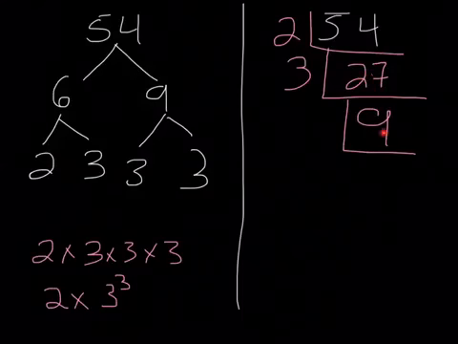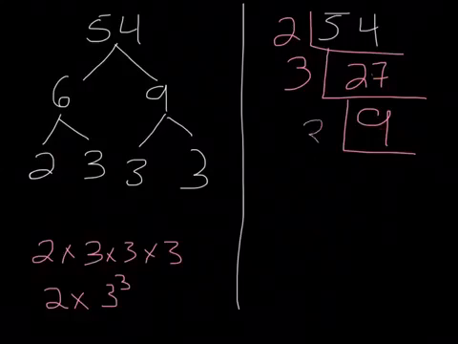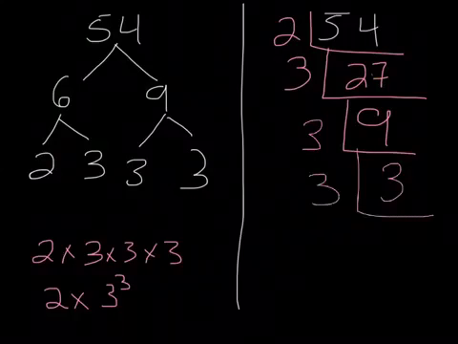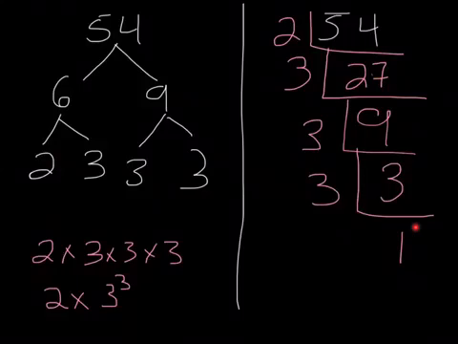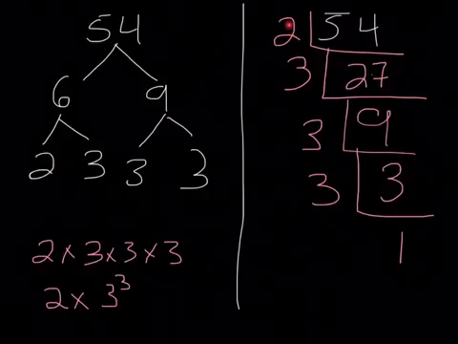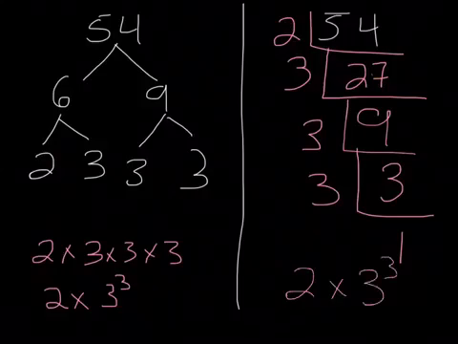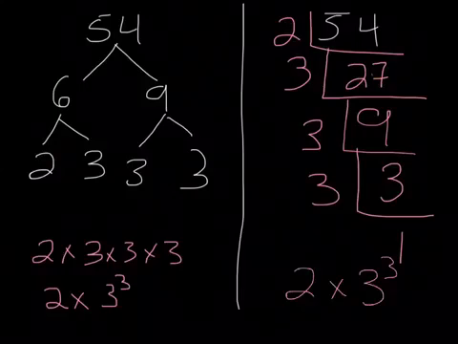You put the answer below. And then I know that 3 times 3 is 9, so 9 divided by 9 is 3. And then 3 divided by 3 is 1. So I've gotten to 1, so I'm finished. And my factors are 3 times 3 times 3 times 2, which is exactly the same as I got with my factor tree. And I don't like to write out all those 3 times 3's. So it's 2 times 3 to the third power. So there you go. There's both examples.